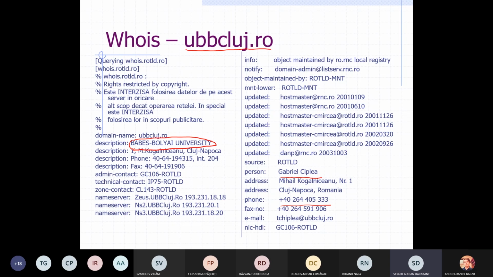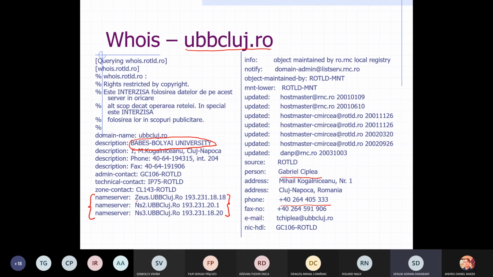When you type whois ubbcluj.ro, either on a website, if you go on a website, just type whois on Google and you'll find lots of whois servers, and you learn who this domain belongs to, and these are the name servers that are provided by the client that owns ubbcluj.ro, and that store information about this domain.